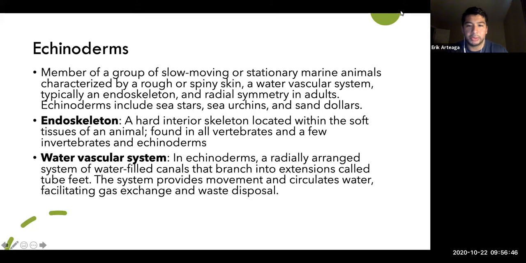So an echinoderm is a member of a group of slow-moving stationary marine animals characterized by rough spiny skin and a water vascular system, typically an endoskeleton and radial symmetry in adults. Okay. Echinoderms include sea stars, sea urchins, and sand dollars, right? So radial symmetry meaning that you can slice that pie and it's the same slice no matter where you slice it, right? We have bilateral symmetry we talked about earlier. We are bilaterally symmetric, right?